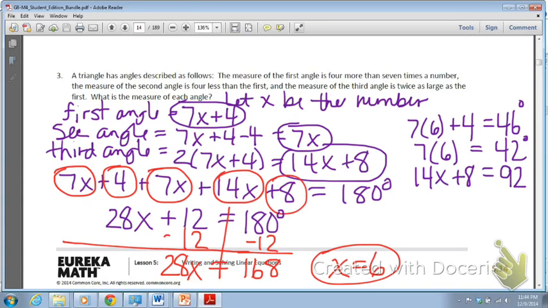And as a double check, I could check to see that these three angles add up to 180, and they do, 180 degrees right here. So here's the measures of the three angles. Okay, exercise 4.